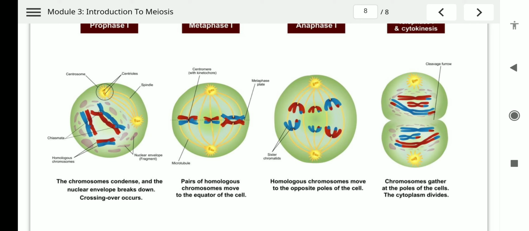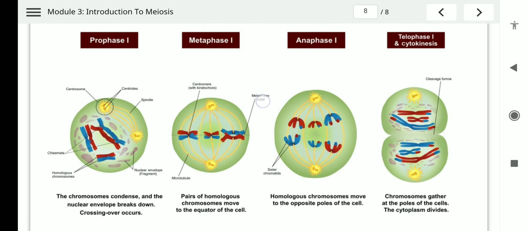Then these chromosomes arrange on the equator, and that is metaphase 1. So, pairs of homologous chromosomes move to the equator of the cell. Homologous chromosomes arrange on the equator; it is metaphase. Then homologous chromosomes move toward the opposite poles; this third stage is anaphase 1. Sister chromatids stay attached at the centromere and homologous chromosomes move to opposite poles.